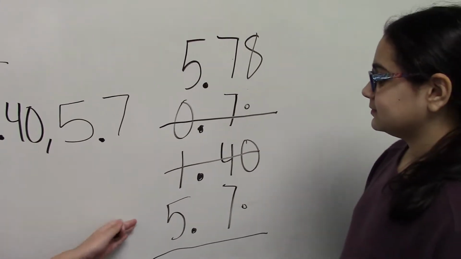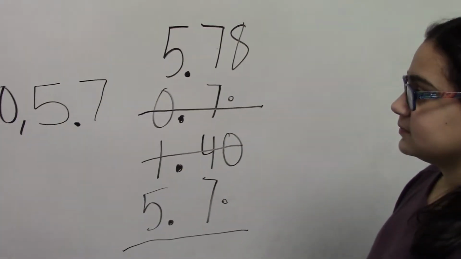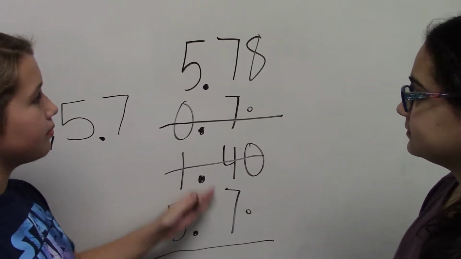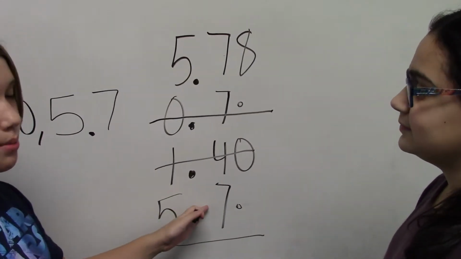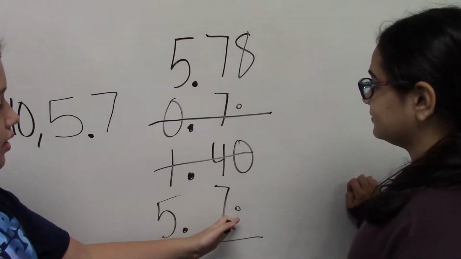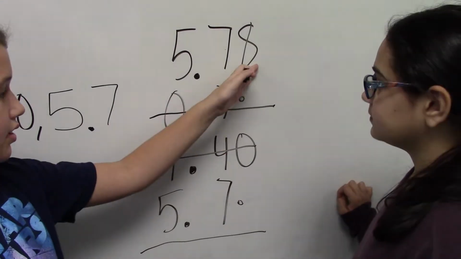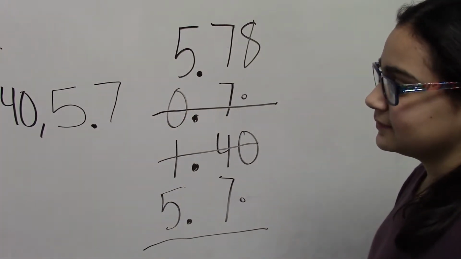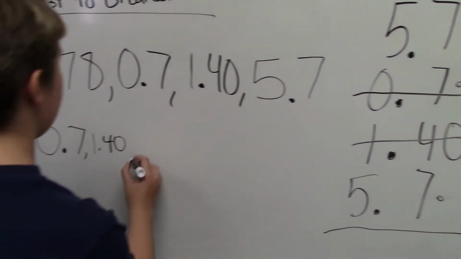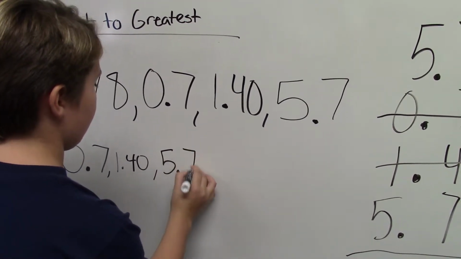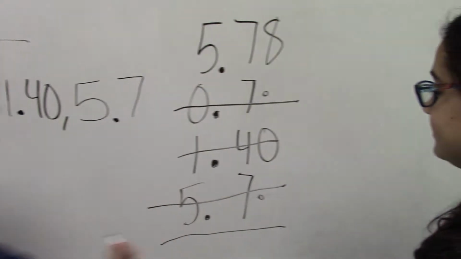You're going to look back, but all we have are 5s left. They have the same amount of value. So we're going to go to the 10th place. They both have 7s, so that means we have to go to the 100th place. This one has a 0 and this one has an 8. Which one's smaller, 0 or 8? 0. So that's going to be our next number. And then you cross that one out.